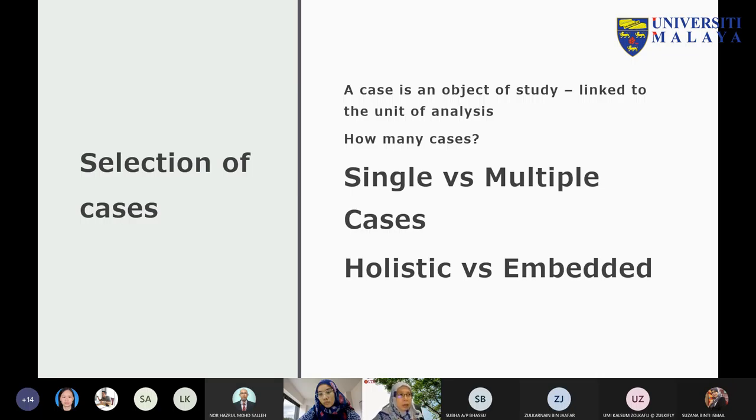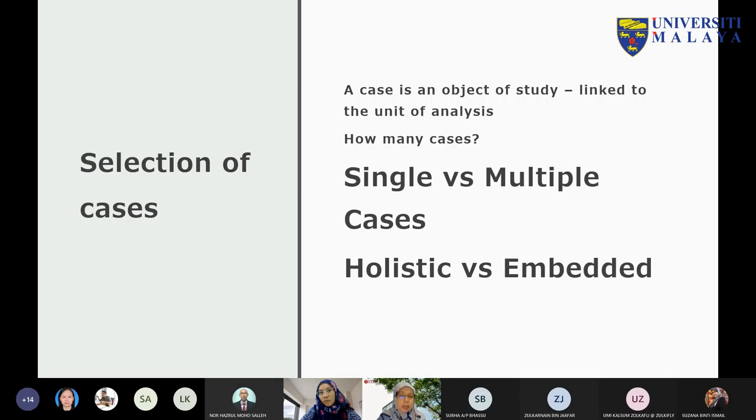So maybe I want to study the highest twin tower in Malaysia. There is only one twin tower, only one in Malaysia, maybe either Menara KL or KLCC. So I go for single. But if I study mega infrastructure, there are a lot of mega infrastructure, bridges, so I need to have more than one case. So it's good to have multiple rather than single. But if it's unique, one of its kind, go for single. Other than that, you should go for multiple.